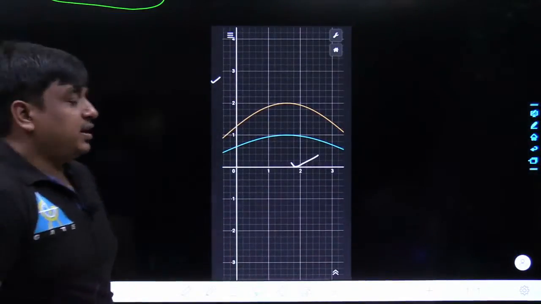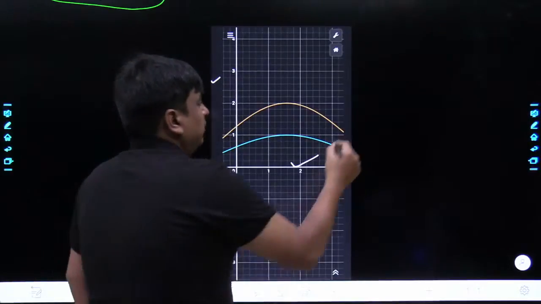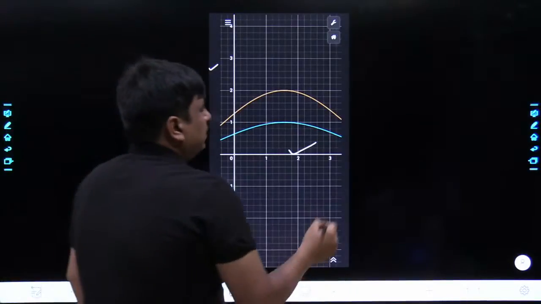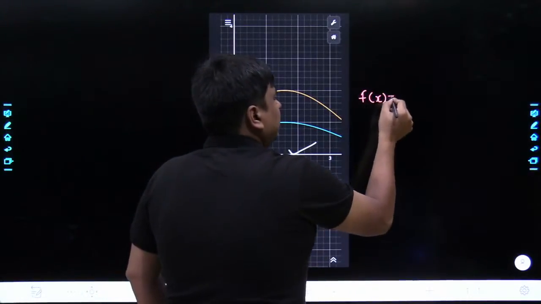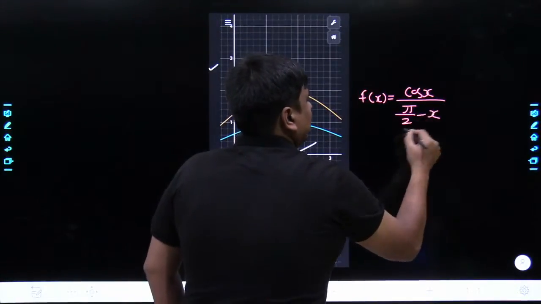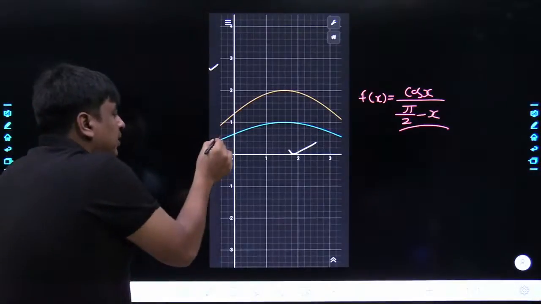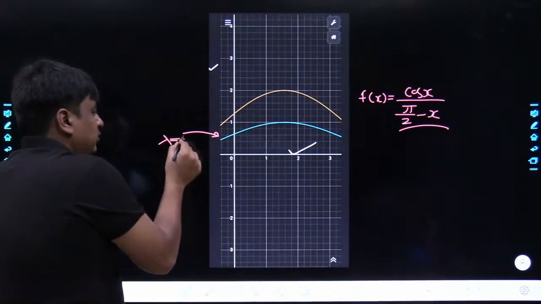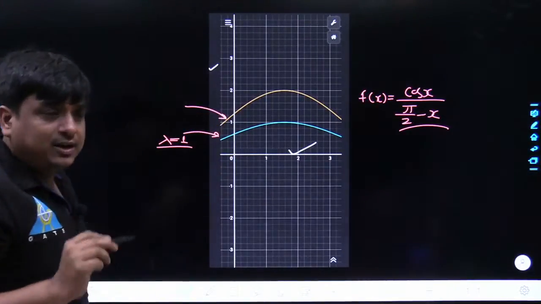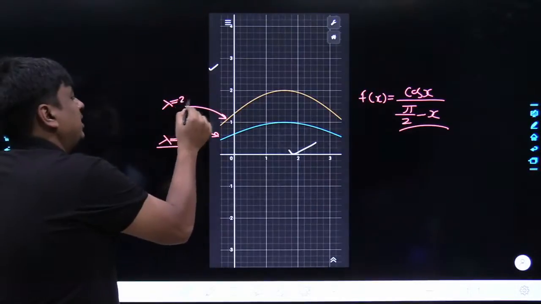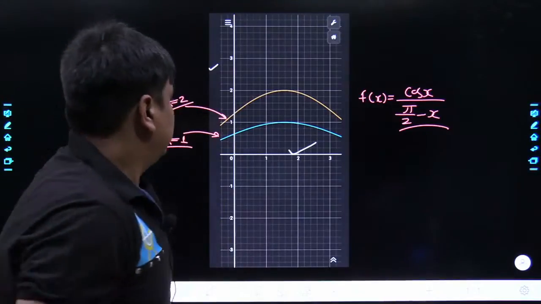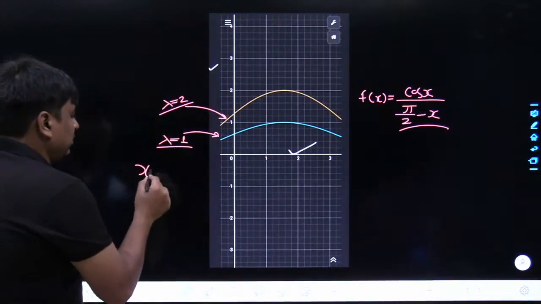Now try to understand, this was the function f of x being taken as cos of x divided by pi by 2 minus x, and the blue curve was drawn taking lambda equal to 1, and similarly this orange curve has been drawn taking lambda equal to 2. Is that part clear? And where the continuity test has to be made, at x equal to pi by 2.